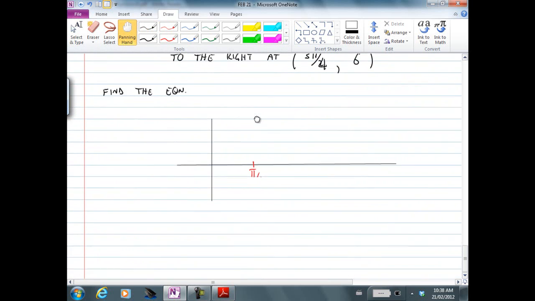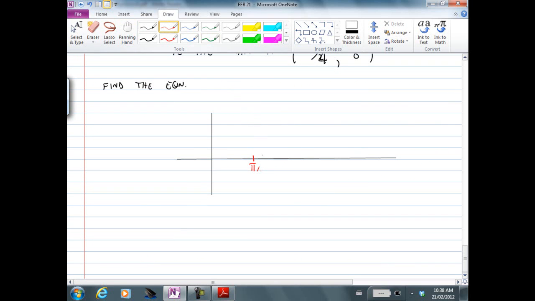Negative 4. Choose a point. I'm going to say 1, 2, 3, 4. This point is negative 4. Like I said, it makes no difference. Put a dot right there. Okay. So here's negative 4. Pi by 4, negative 4.